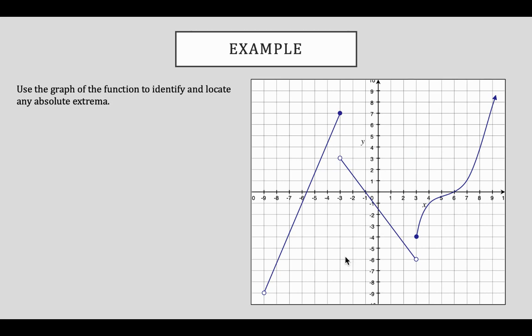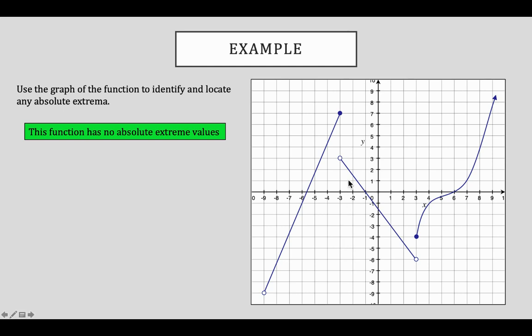All right, let's see a couple more examples here. Use the graph of the function to identify and locate any absolute extrema. Well, absolute extrema means the greatest y value. That would be our absolute max, and absolute min would be the lowest y value. Notice here, this arrow indicates that this graph is going to continue to go up and up and up to positive infinity. Therefore, we have no absolute maximum.